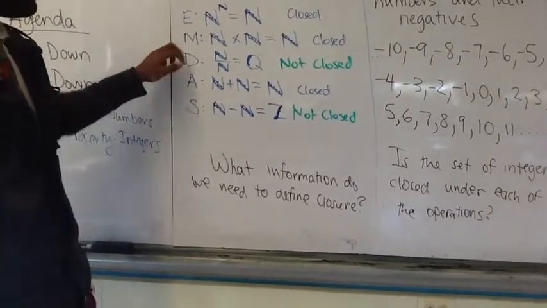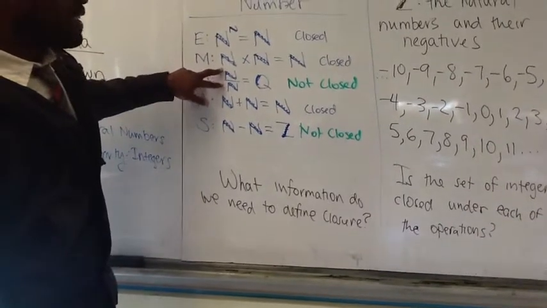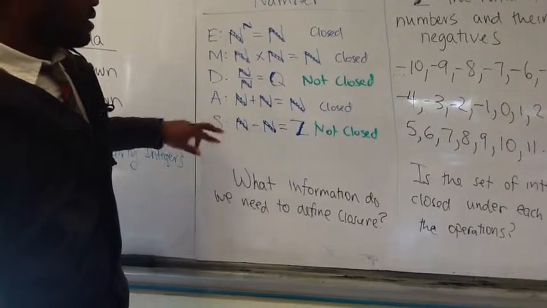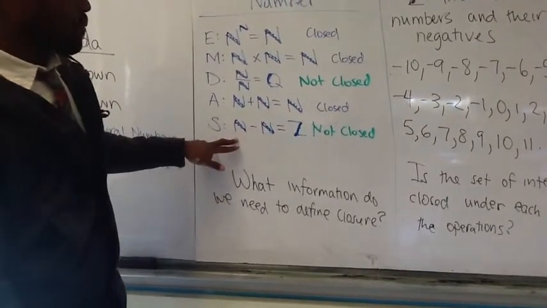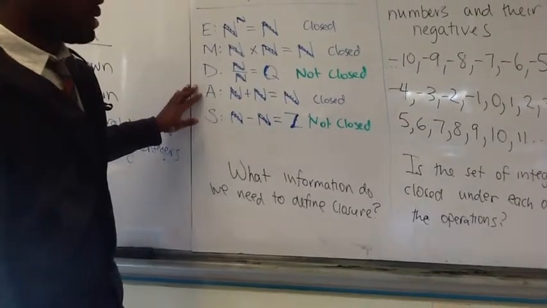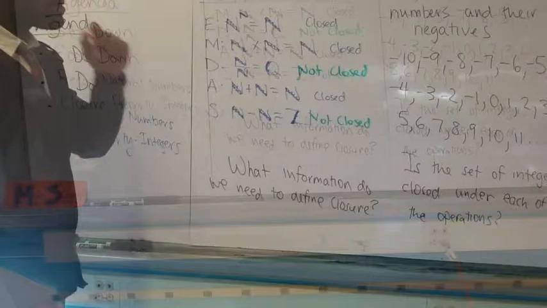For division, we see that the quotient of natural numbers is not always natural. It's rational. And the difference of two natural numbers is not always natural. It's an integer, which includes the positives and negatives.